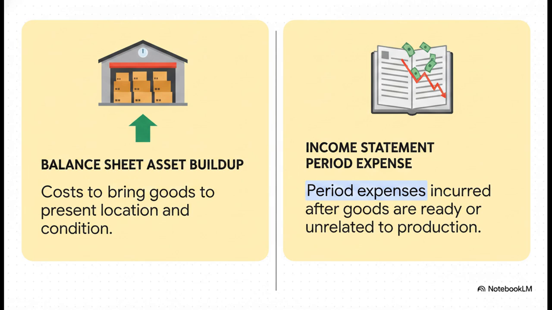Let's compare these two distinct paths. On one hand, you've got costs that build up the asset value on your balance sheet, basically anything that brings the item to its present location or condition. On the flip side, we have period expenses hitting the income statement. If a cost is incurred after the goods are ready for sale, or if it's completely unrelated to production, it gets expensed immediately in that current period. Knowing exactly where to draw this line, yeah, that's everything.